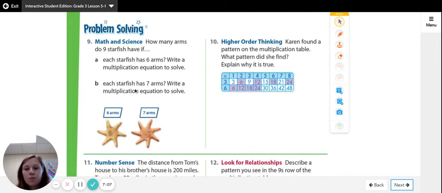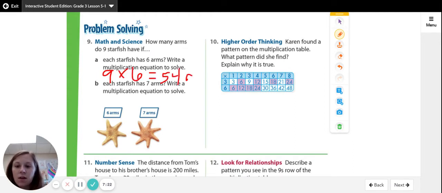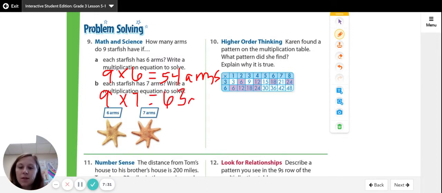Number 9, how many arms do 9 starfish have if each starfish has 6 arms or each starfish has 7 arms? So we'd have 9 for A. And we have 6 arms, so we do 9 times 6, or I know 54, so there'd be 54 arms. For 7 arms, we do 9 times 7 instead to get 63 arms, because if there are more arms per starfish, there'll be more arms total. We're going to skip number 10.